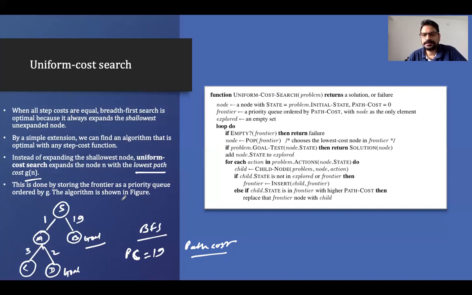So for that, here also we have the criteria. The criteria is that your frontier queue, or your frontier data structure, should be a priority queue, and it will be sorted based on the path cost. So whose path cost is less, we will explore that one first. That is the criteria of uniform cost search. Okay.